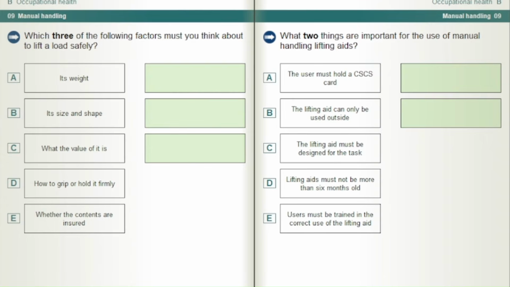What 2 things are important for the use of manual handling lifting aids? The user must hold a CSCS card. The lifting aid can only be used outside. The lifting aid must be designed for the task. Lifting aids must not be more than 6 months old. Users must be trained in the correct use of the lifting aid.